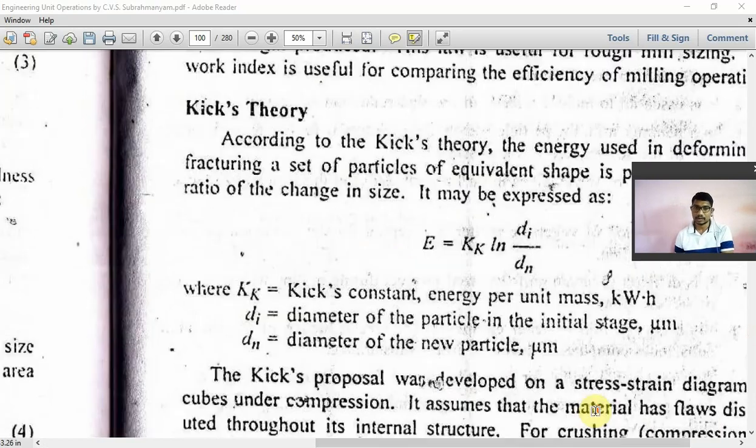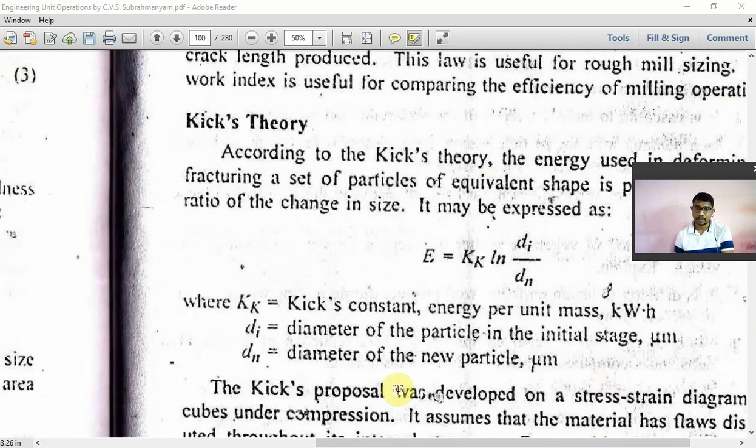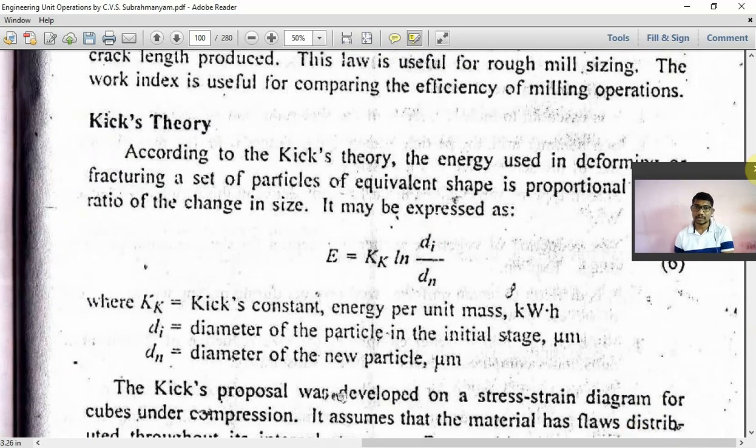Next one is your Kick's theory. Even if you don't remember the rest, it is fine. According to Kick's theory, the energy used in deformation for fracturing a set of particles is equivalent to, and proportional to, the ratio of change in the size.